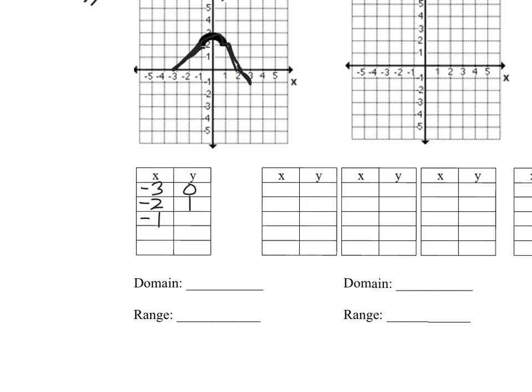comma, looks like 2. And then I'll get another point on the right hand side. I've got 1, 2. And then I'll do the next one. I've got 3, -1. I'll do that one.